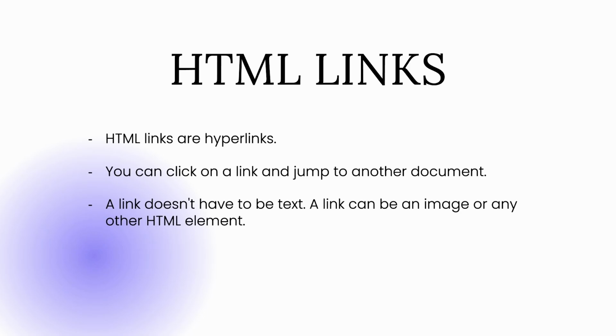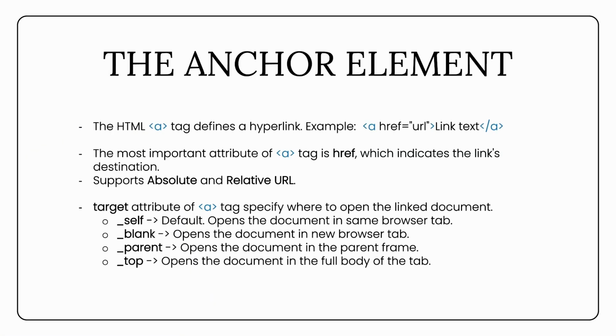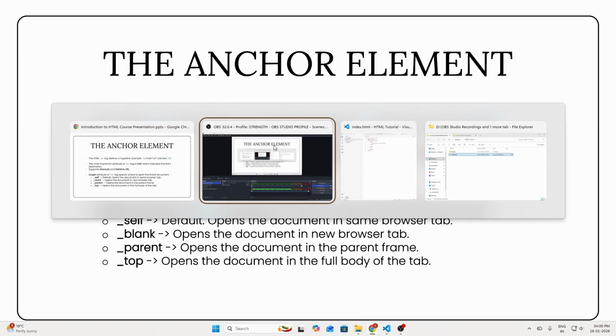And the answer is simple: HTML links are hyperlinks, or links to jump to another document. In simple terms, HTML links are what make the web connected. When you click on a word, image or button and it takes you to another page, that's a link. In HTML, links are created using a special tag called the anchor tag or element. The HTML anchor element simply defines a hyperlink, and the syntax is as follows.